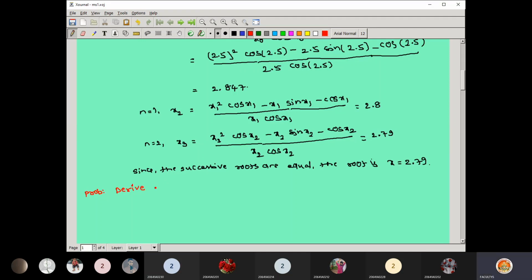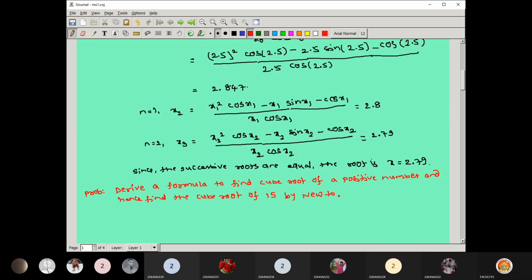Derive a formula to find cube root of a positive number, and hence find the cube root of 15 by Newton-Raphson method.